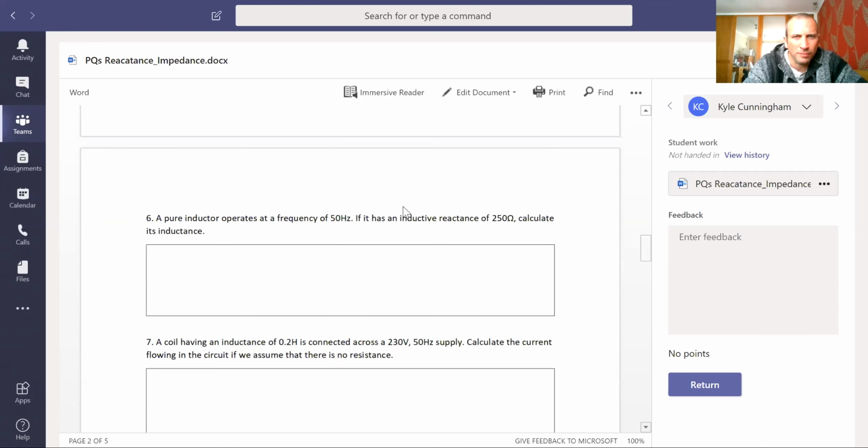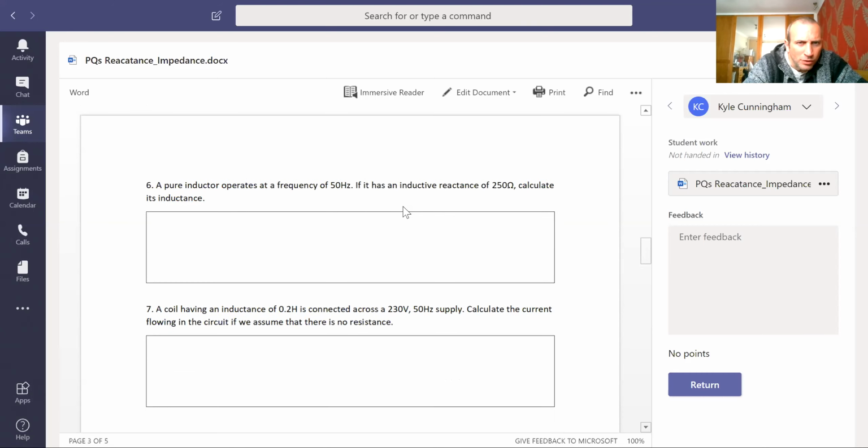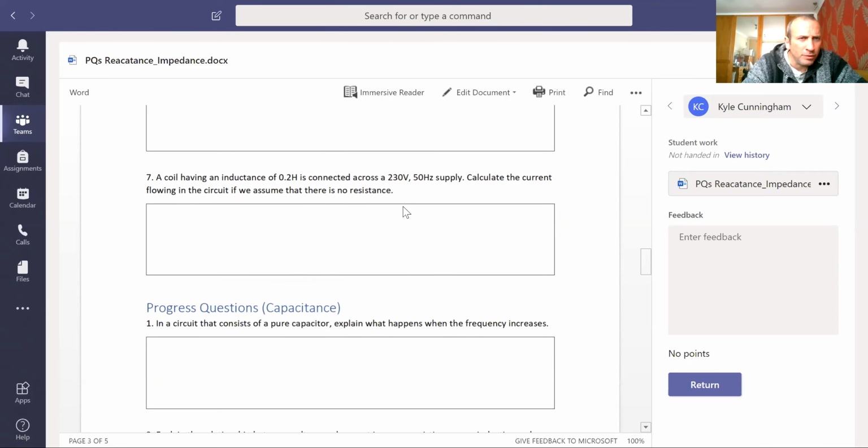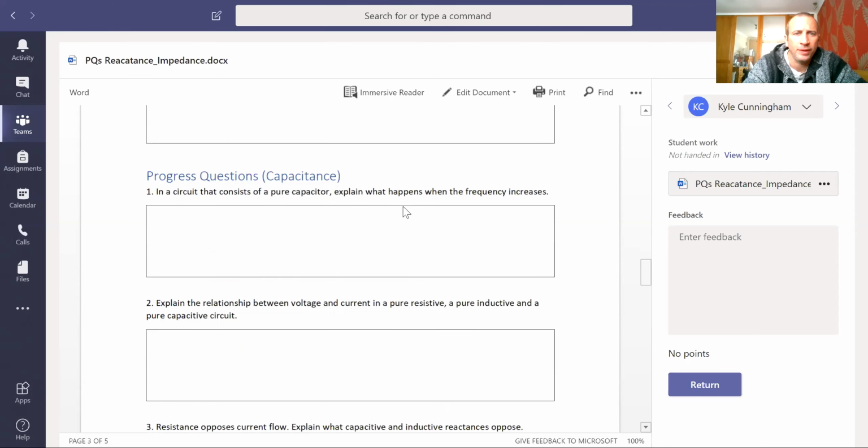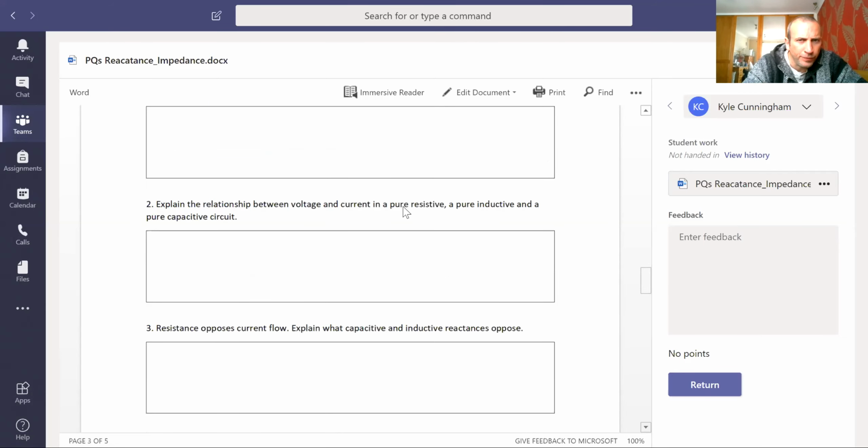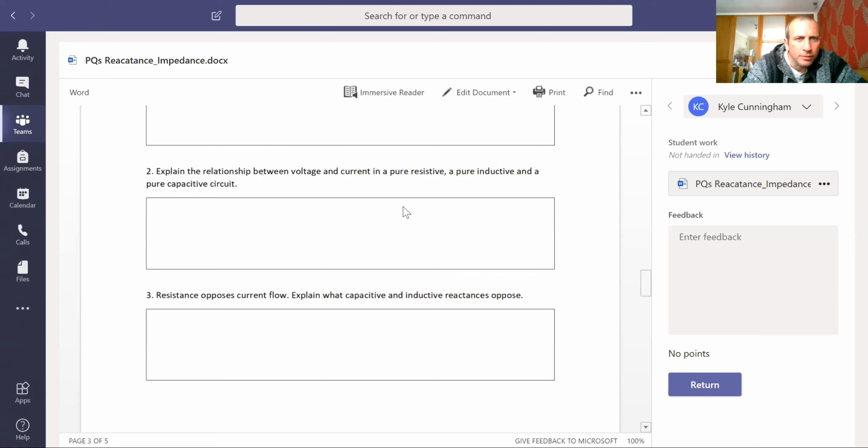Number 6, calculate the inductance. So that's just 2 pi FL, so it's not even working out current. Number 7, coil, calculate the current again. So that's exactly the same question with different numbers. So you should be able to do all those with that one example I've just done for you. The capacitance, what's this? Explain the relationship between voltage and current in a pure resistive, pure inductive, pure capacitive circuit. So remember the graphs we did before? Exactly the same question.